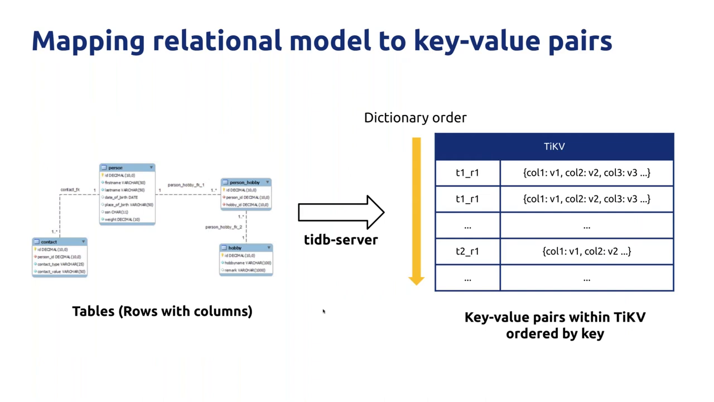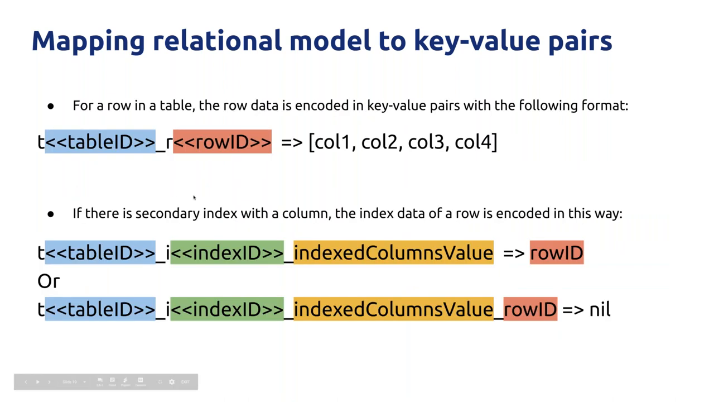And like I mentioned, TiKV is a key value database. So it is the TiDB server's job to translate the relational model to the key value pairs. And these are the rules, including the data row and the secondary index. We will encode all the data from each column within one row into the key value pairs, the value part. So that means TiDB is a row-based database. It is not column-based, so it's not very friendly to support super wide tables in TiDB.